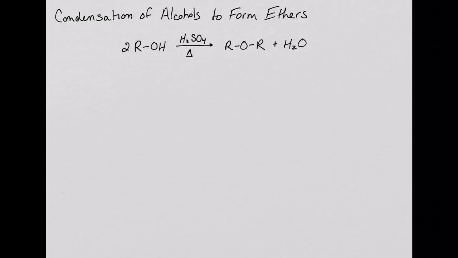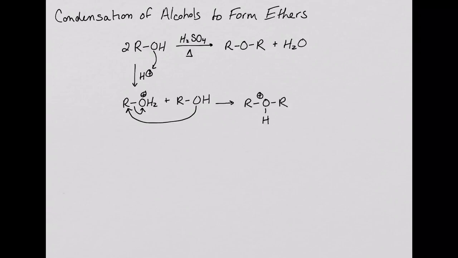The mechanism of this reaction is similar to the mechanism for dehydration. The first step is protonation of the alcohol. Once again, this turns the hydroxy group into a good leaving group. The protonated alcohol then reacts with a second molecule of alcohol. This step is an SN2-like mechanism, where the alcohol attacks, kicking off water as a leaving group. This forms the protonated ether. In the final step, the water that was just formed deprotonates to form the ether.